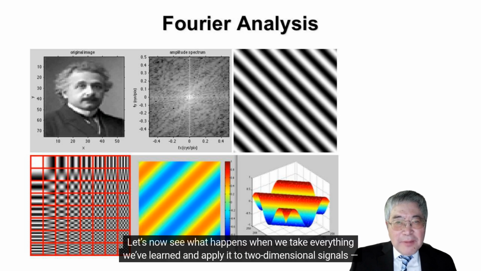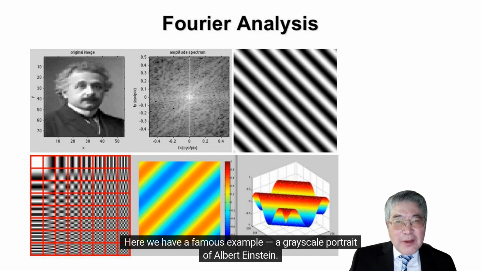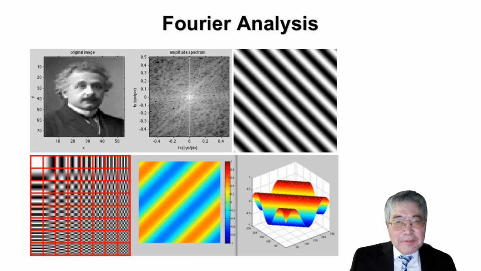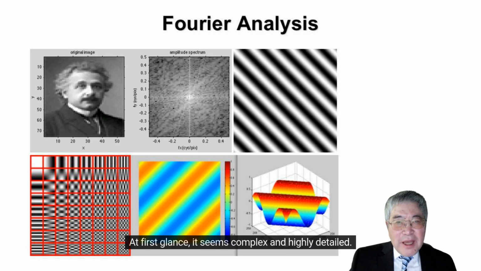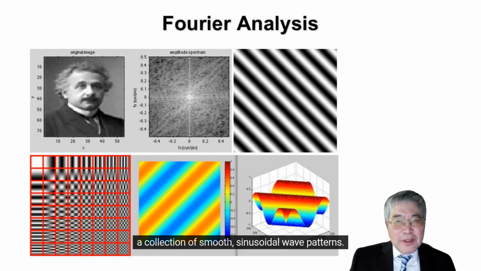Let's now see what happens when we take everything we've learned and apply it to two-dimensional signals like images. Here we have a famous example, a grayscale portrait of Albert Einstein. At first glance it seems complex and highly detailed. But if we perform 2D Fourier analysis, something remarkable happens. We can decompose this image into a collection of smooth sinusoidal wave patterns.